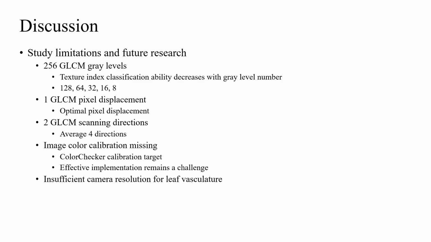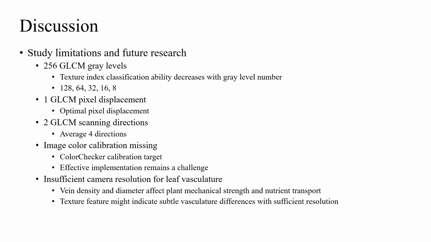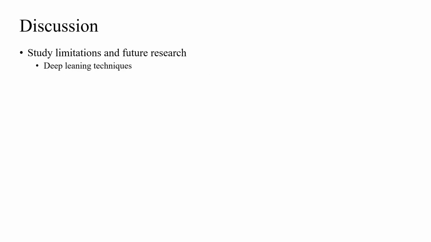Vasculature features such as vein density and diameter are crucial for plant mechanical strength and nutrient transport, which further impact photosynthesis. In future studies, when images with sufficient spatial resolution are captured, their texture indices could potentially serve as good indicators for subtle leaf vasculature differences among various plant genotypes. Aside from the modeling techniques that were compared in this study, other machine learning methods, such as deep learning techniques, can be examined in the future as they have been demonstrated to have outstanding performances.